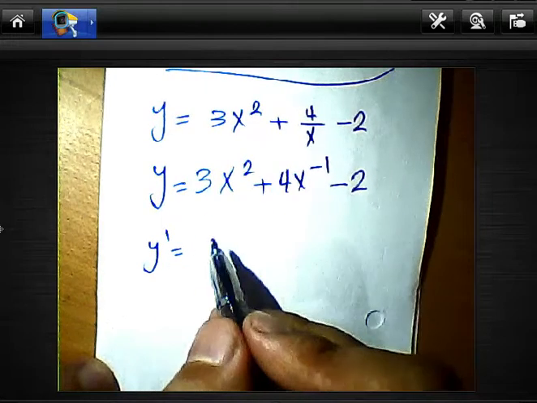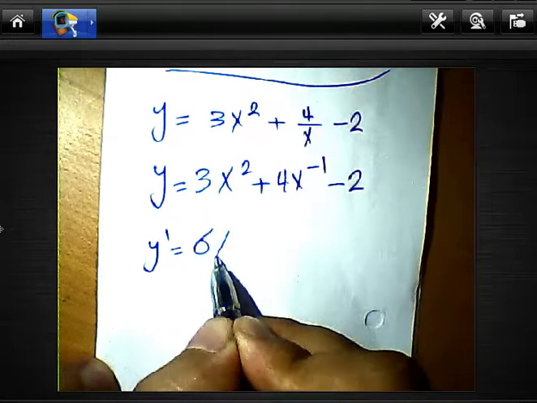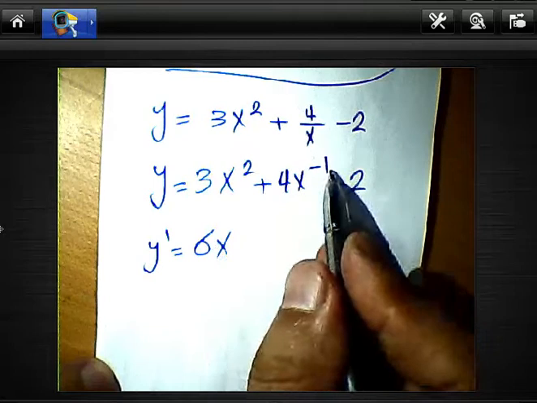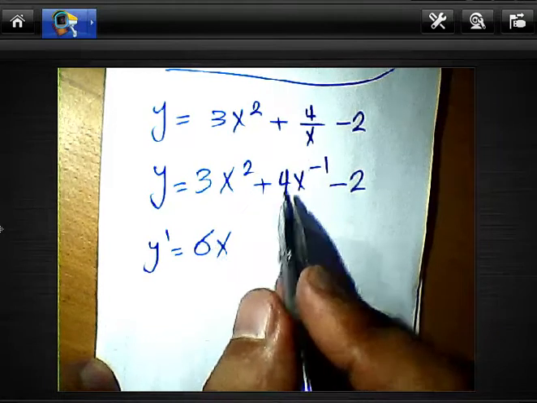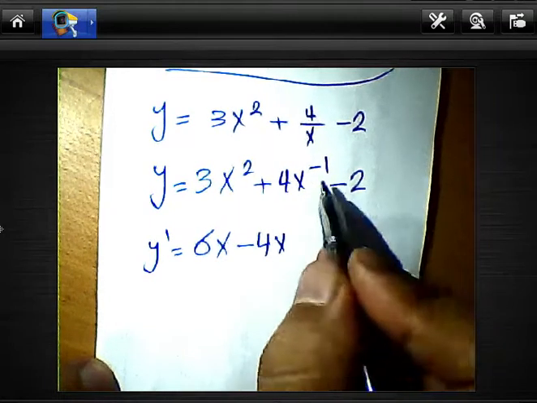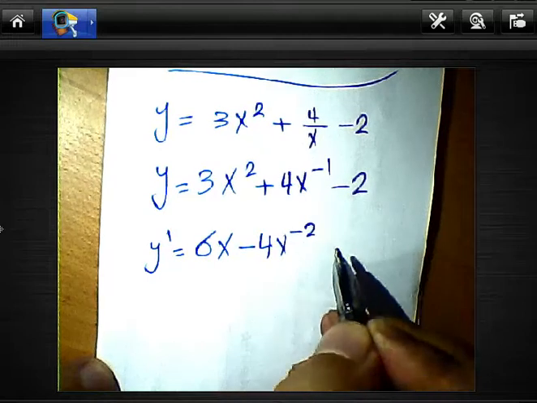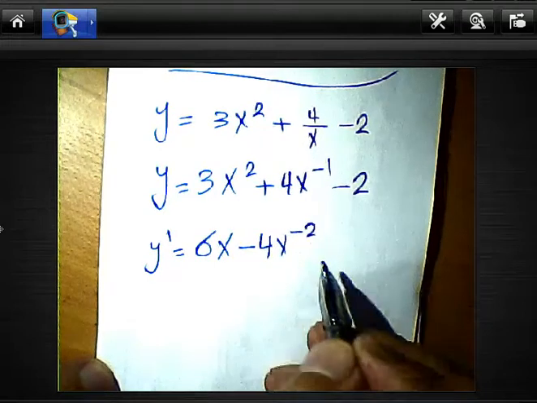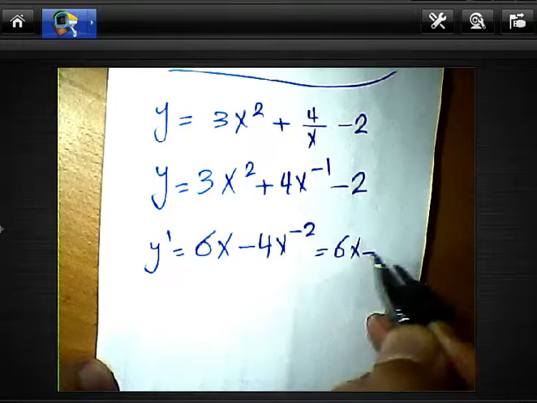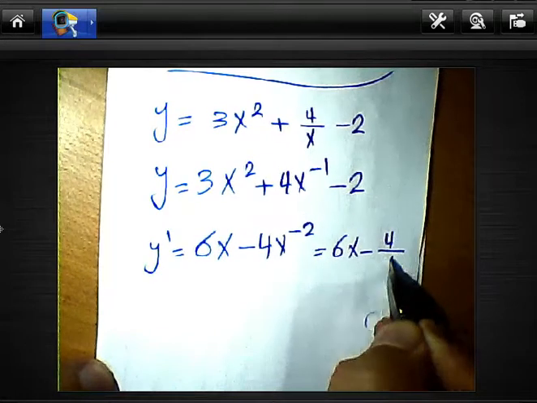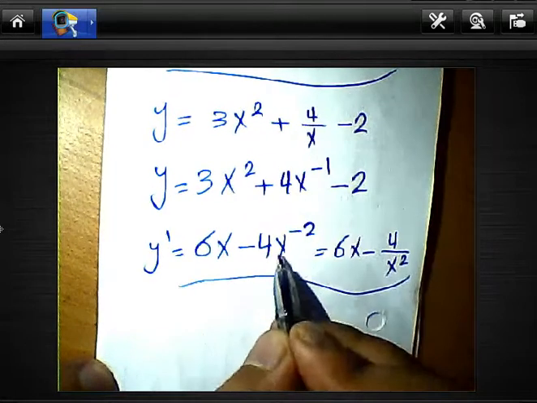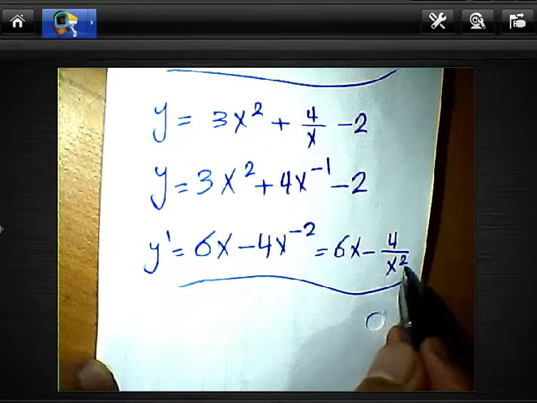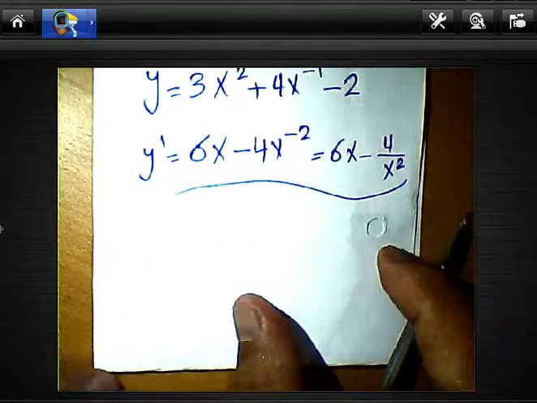We can drop this power here, 2 multiplied by 3 equals 6x, and we drop this power here, multiplying by this coefficient. The result will be negative 4x power negative 1 subtract 1, equals negative 2, and the derivative of negative 2 equals 0. You can simplify it: 6x subtract 4 over x power 2. You can write x power negative 2 as x power 2 in the denominator.